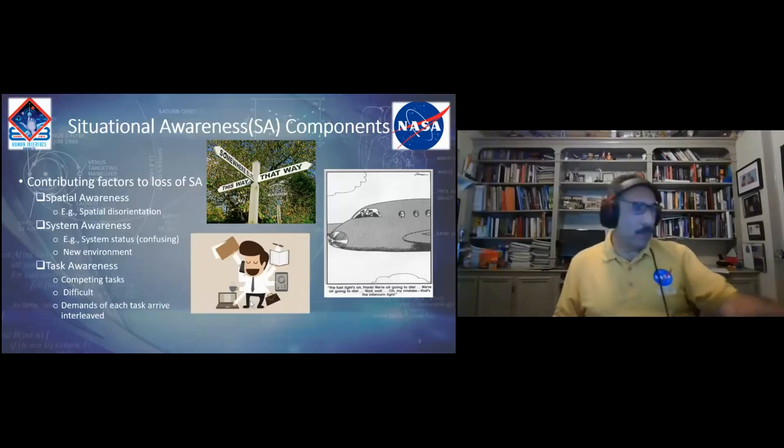Task awareness. What are you doing to complete the task? And also, is it difficult? And demands of each task arrive interleaving. So sometimes you have multiple tasks going on that you have to deal with. And so how do you know which task to address first, second, third, and things of that sort? So this is situational awareness, and this is very critical when a human is controlling a machine, especially, for example, an airplane, submarine, a Navy ship, and even more so a spacecraft.